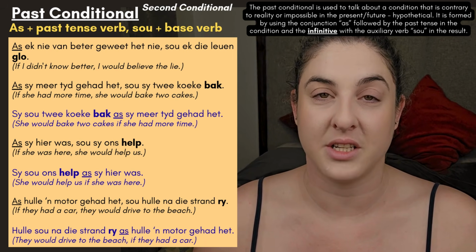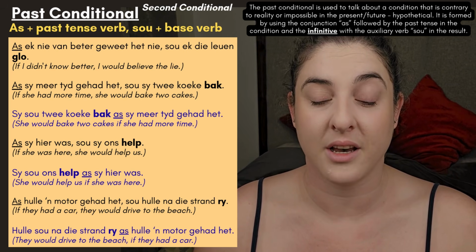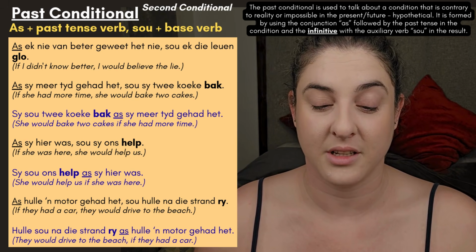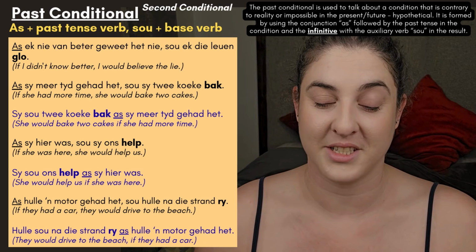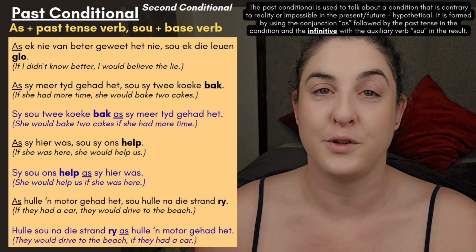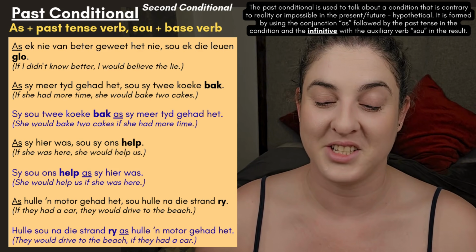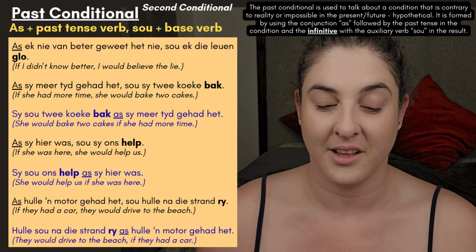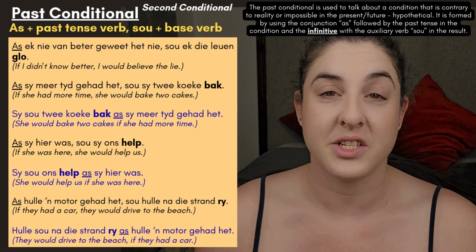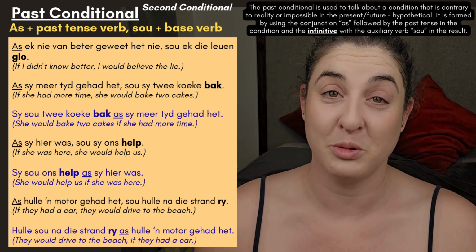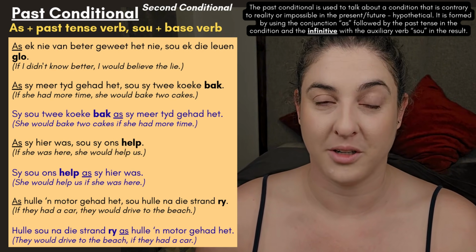As sy hier was, sou sy ons help. If she was here, she would help us. Sy sou ons help as sy hier was. She would help us if she was here. As hulle 'n motor gehad het, sou hulle na die strand ry. If they had a car, they would drive to the beach. Hulle sou na die strand ry as hulle 'n motor gehad het. They would drive to the beach if they had a car.